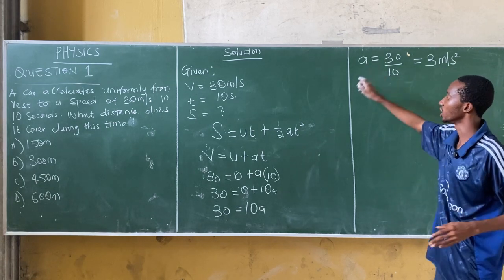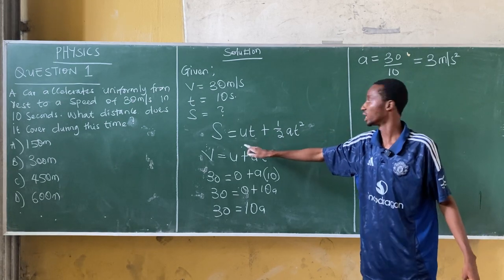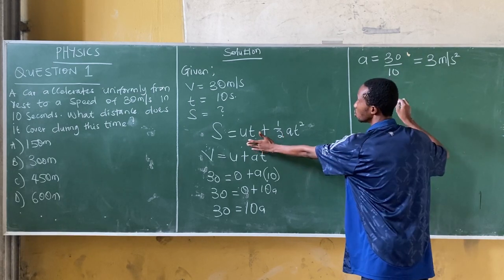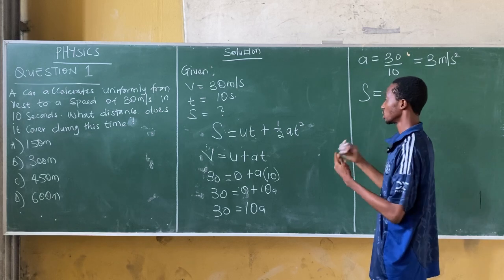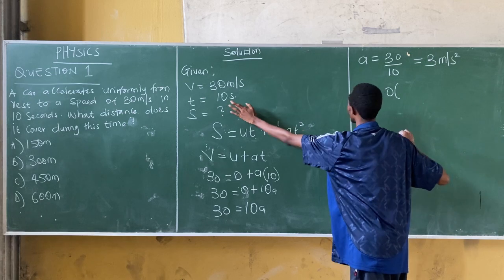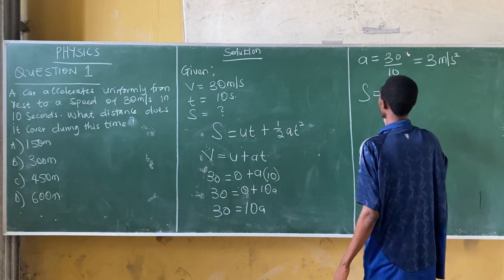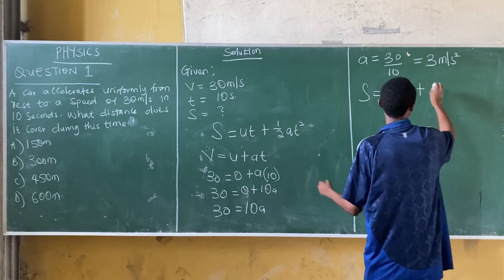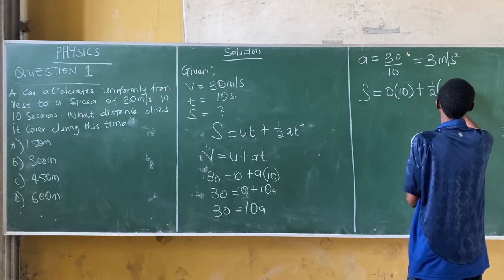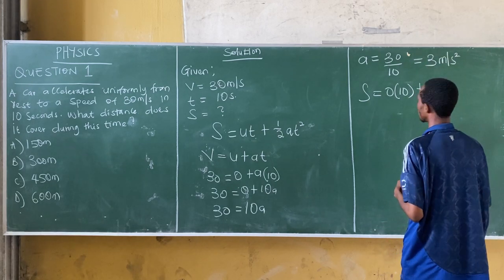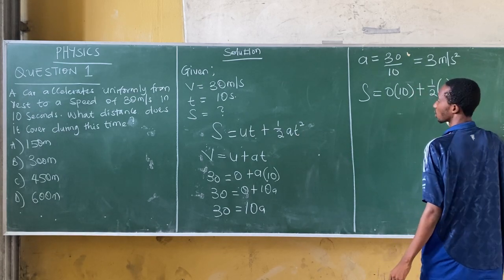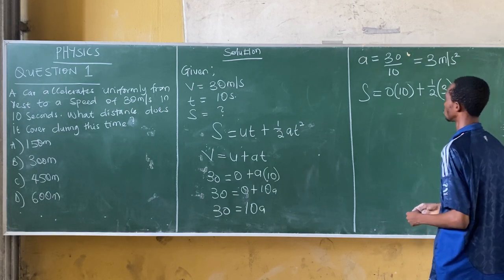Now we have gotten the value of acceleration A. We'll substitute this value for A into this equation to get the distance. Here, S is equal to U, don't forget our initial velocity is 0, so we have 0 into T. Our T is 10 seconds, plus 1 over 2, the acceleration we got here is 3 meters per second squared, into our T, 10 seconds raised to power 2.